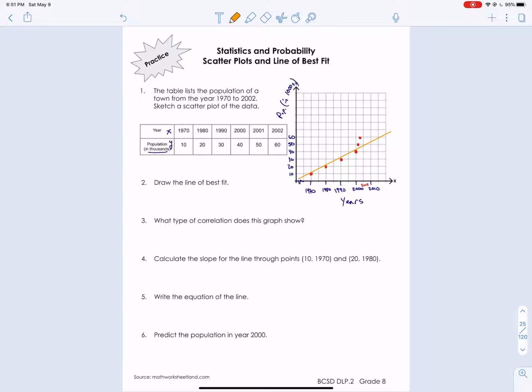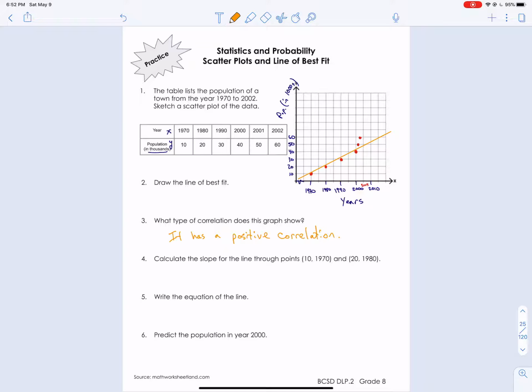Okay, number 3, what type of correlation? So it's going up to the right. So think about slope. Is it a positive slope? Is it a negative slope? Okay, it's a positive slope. So the choices are positive, negative, or no correlation. So this is definitely a positive correlation. Remember, we also use words like association or trend.